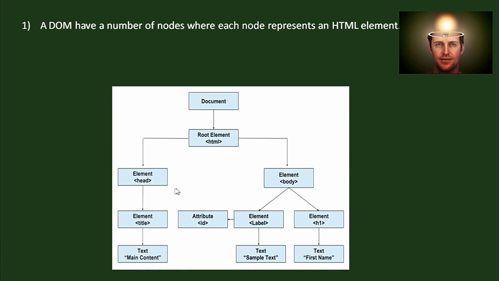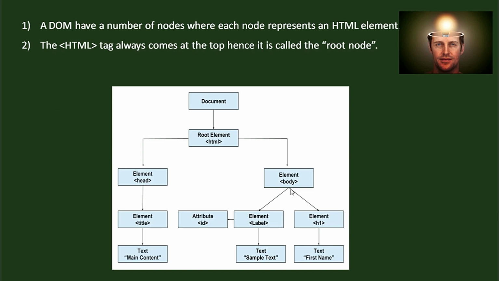Every head has the title. The title element is always present in the head element of the HTML DOM, and the title has text. The body has labels and H1 headings, paragraphs. The body has all these things, the forms, and the label can have text and the H1 can have text. In the body you can find div elements, forms, frames; every element we find is under the body structure of the HTML DOM.